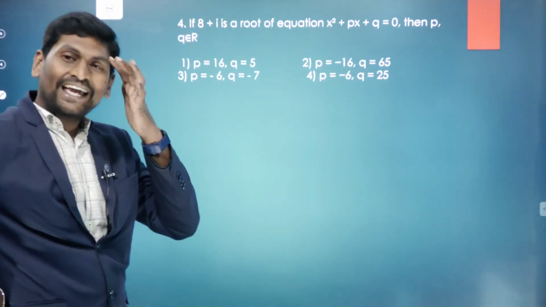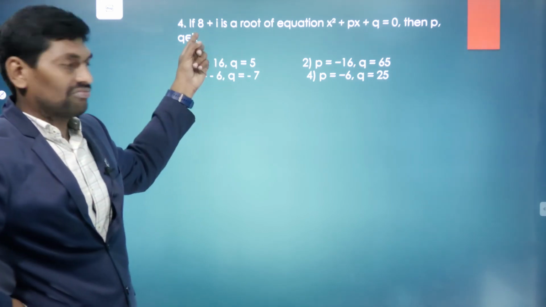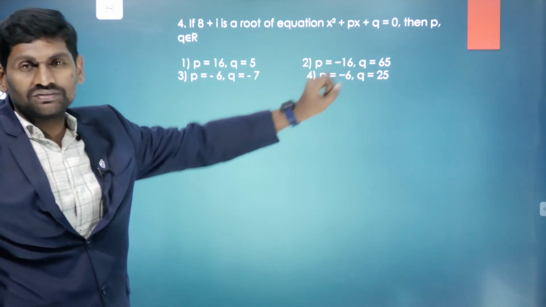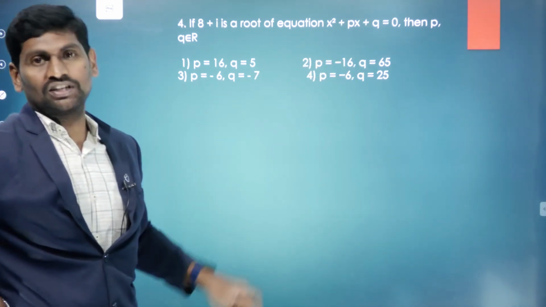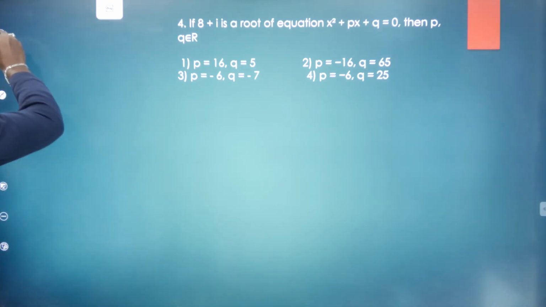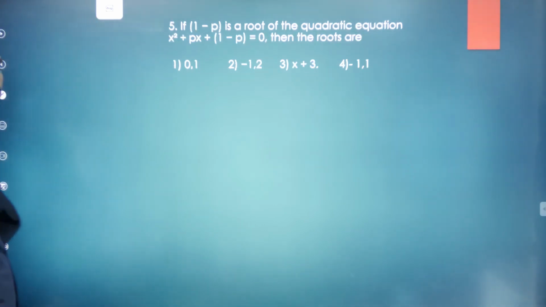8 plus i, again a complex number came. What is the second root? 8 minus i. Can you try this one? The same kind of problem is coming for the third time. I am leaving it for you. You have to do it. Next, question number 5.